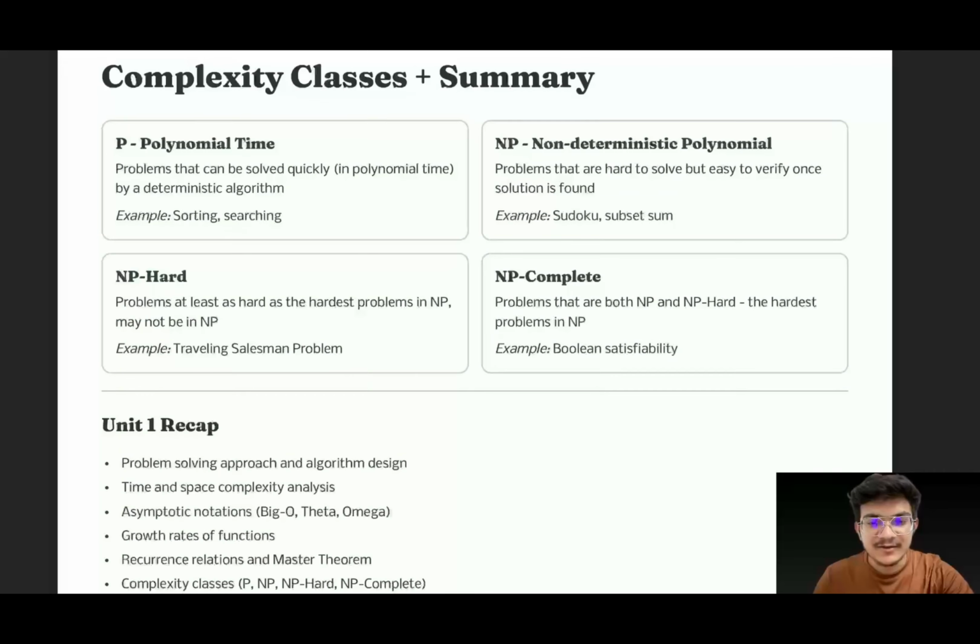So what are complexity classes? Now let us understand complexity classes. The first class is the P class, which is polynomial time. The P class includes problems that can be solved quickly, and the second class is NP, that is non-deterministic polynomial, which includes problems that are hard to solve but easy to verify. And the third is NP hard, which is a further version of non-deterministic polynomial. It includes very difficult problems. And the fourth class is NP complete, including the hardest problems in NP. Examples include sorting and searching in the P class and problems like traveling salesman in the NP hard class.